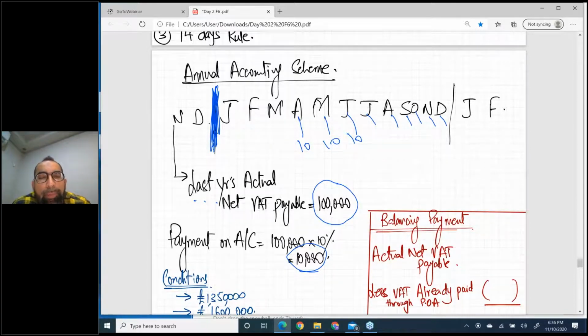How to pay POA? We joined the scheme on 1st of January, so from the 4th month you have to start paying POA. The 4th month will be April. So April, May, June, July, August, September, October, November and December. Total 9 POA we have made, with reference to last year.